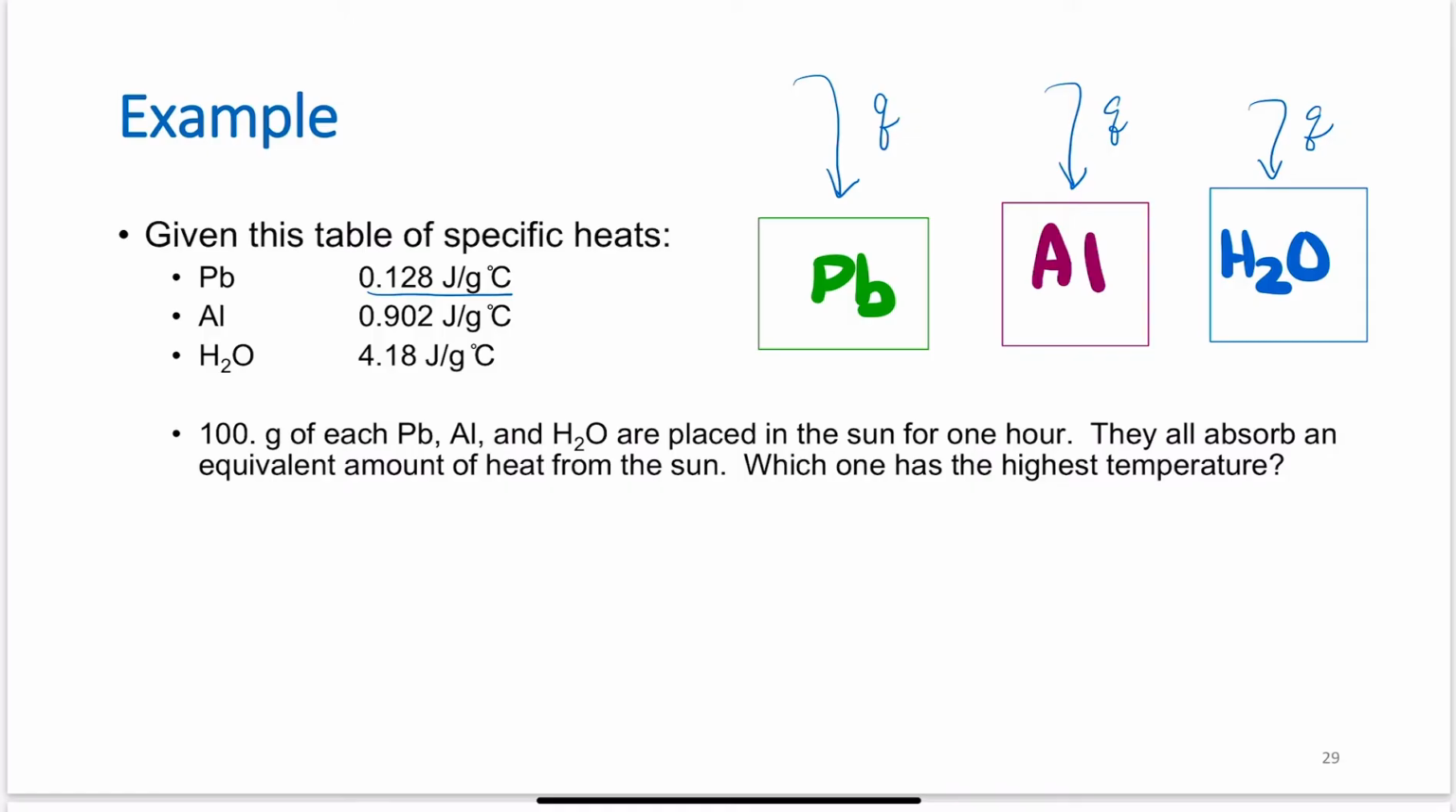Lead, it takes 0.128 joules of energy to heat up 1 gram of lead for 1 degree C. So 0.128 joules for every 1 gram, 1 degree C.